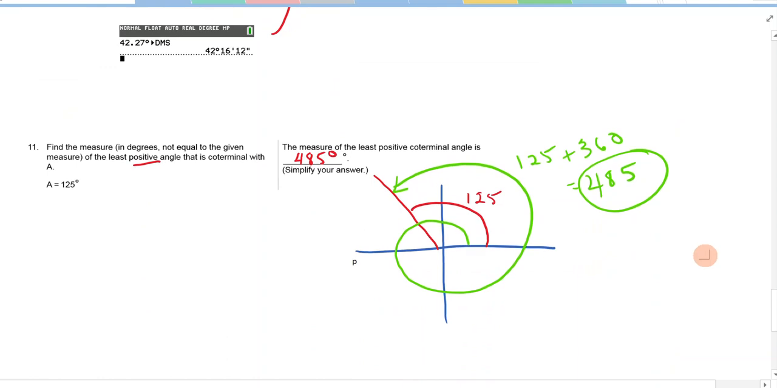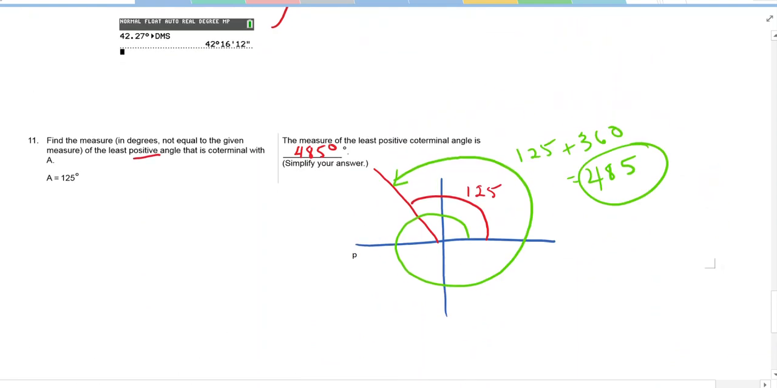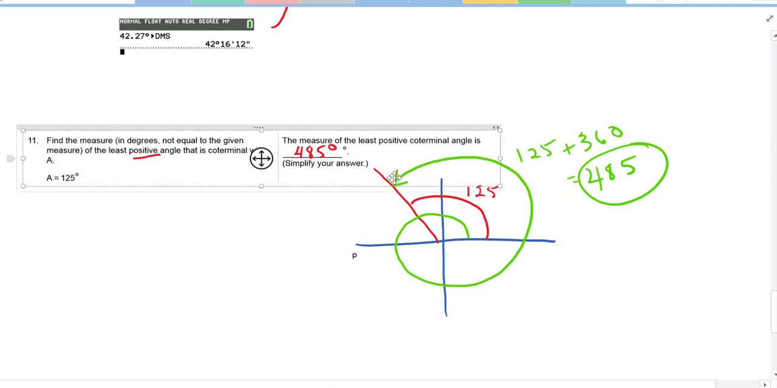Okay. All right, number 11. Find the measure of the least positive angle that is coterminal with A. So it says A is 125. If we start at my green line, I'm going to go the same direction because it said positive, and I'm going to go all the way around until I hit the red line that was at 125. So that's 360 plus 125. That gives me 485.